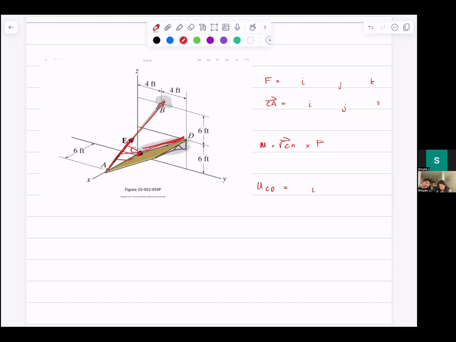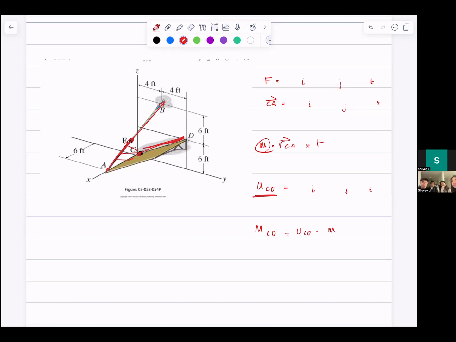So once we have that, we're just gonna multiply M with the unit vector CD. So the moment about axis CD is just gonna be UCD dot product with M, and that's about it. I remember this being on the first quiz.